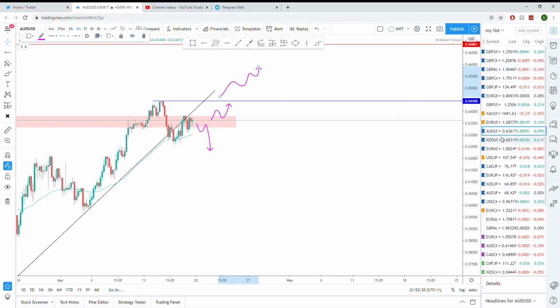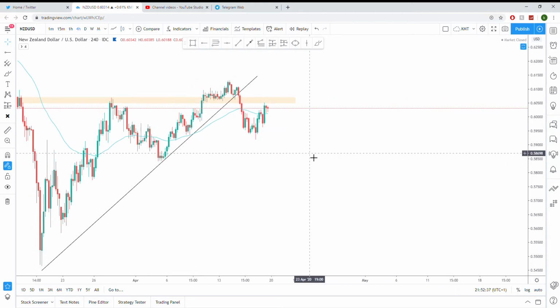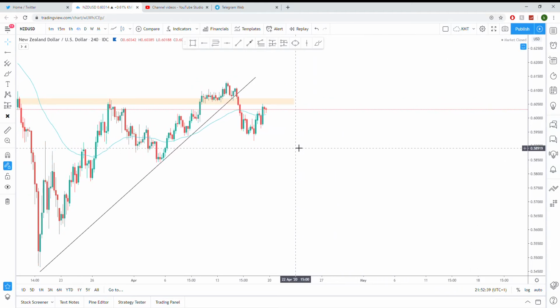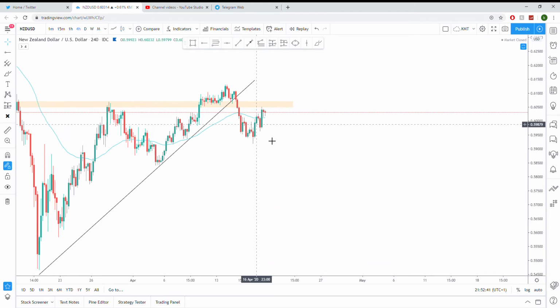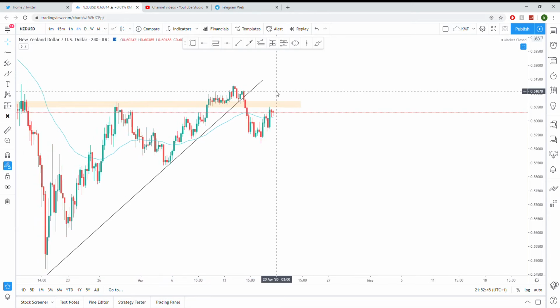So again, just following that simple structure of higher highs, higher lows, higher highs for an uptrend. Again, same thing really. We're just waiting for price to make its move, and then you follow exactly what it's doing. New Zealand dollar to US dollar, we're looking for the reversal. Again, we had that breakout from the downside.